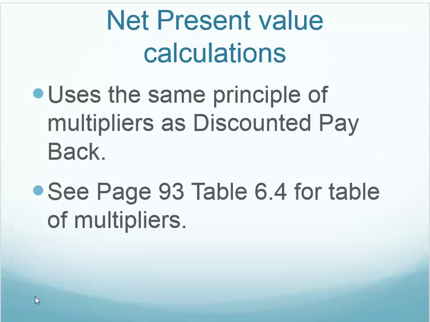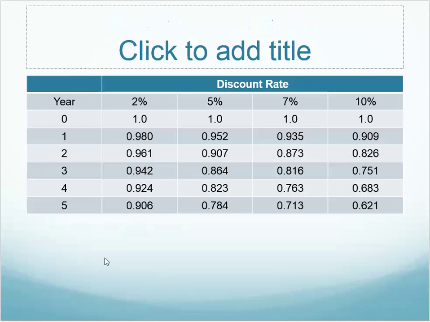So it uses a similar principle of multipliers as the discounted payback period, and if you have a textbook with you, the AQA A-level one is on page 93. There's table 6.4 that shows you very clearly the multipliers, but equally well, if you don't have one of those textbooks, this table here should show you the multipliers. So it depends what our rate of inflation is likely to be. If it's 2%, 5%, 7%, or indeed 10%, and we have multipliers for each one of those.